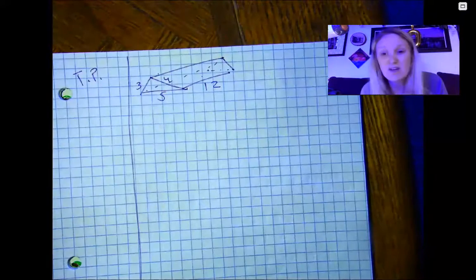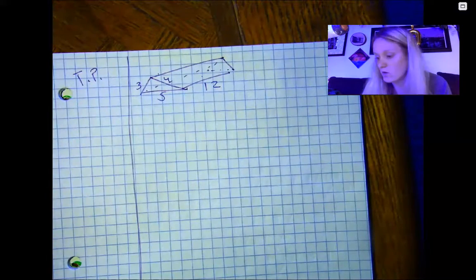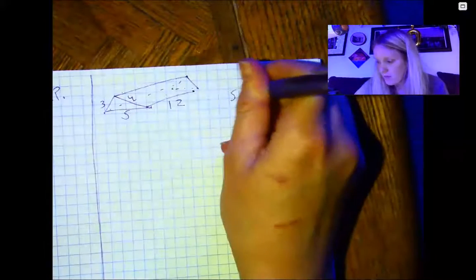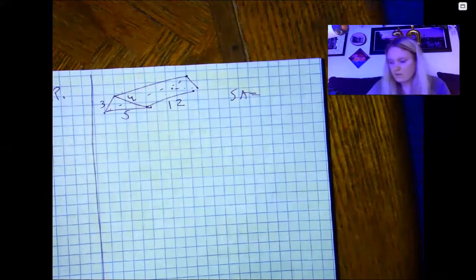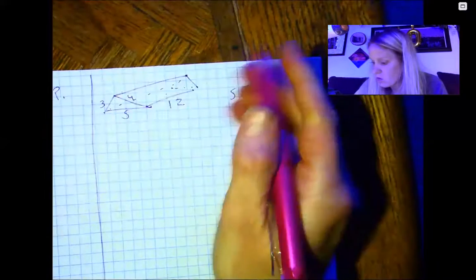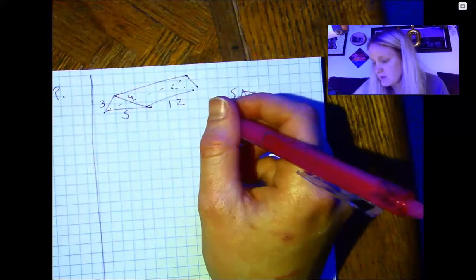Now these rectangles are going to be different. Unlike the Toblerone, they don't have equal sides. They have a 4, a 5, and a 3. So I need to remind myself of what the surface area is. The surface area is the area of the 2 triangles, so 1/2 base times height.